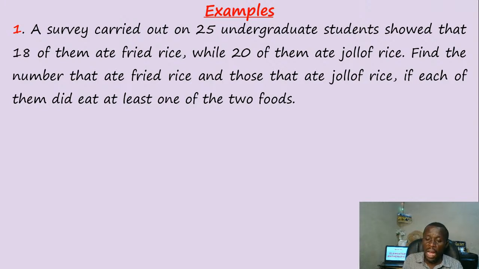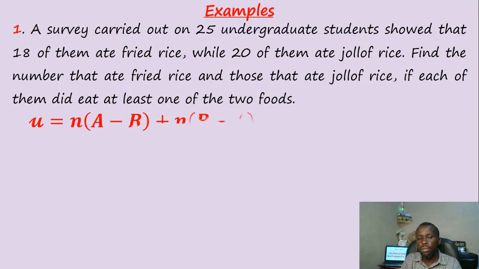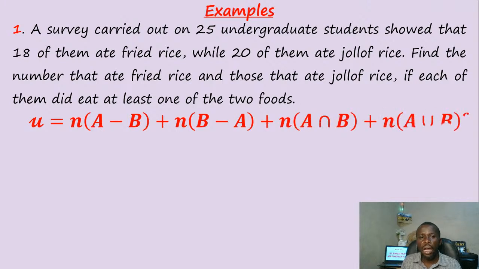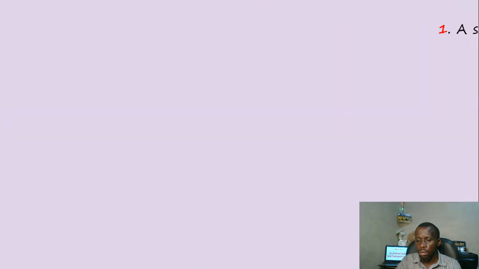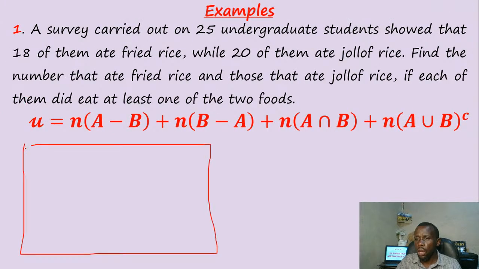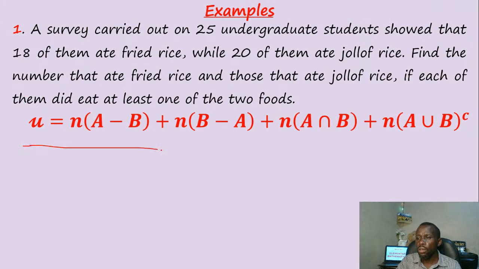Now, before you start, you need that formula. Remember that the survey is carried out within 25 undergraduates. This is how you find it out. Okay, let's start. I can do it in two different forms, but let me do it in this way first. So now we have this. Now, this is it.